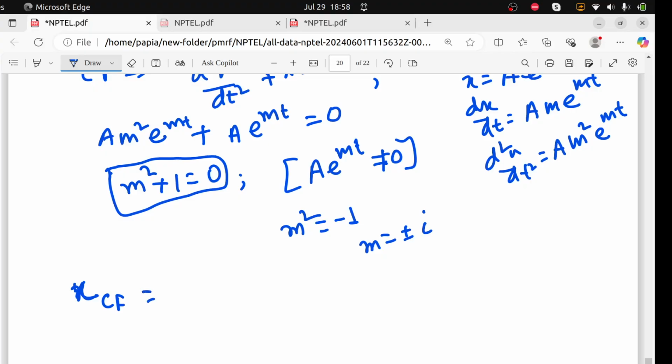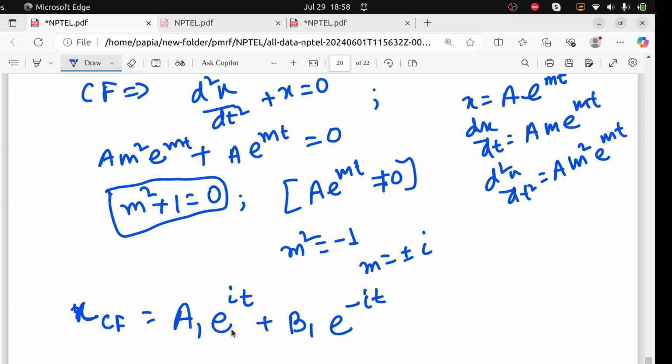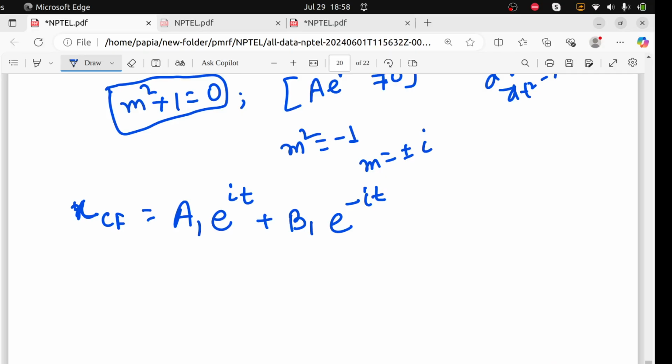As I told you, the CF means the right hand side is 0. So for this case, I can write here, let's say, a1 e^(it) plus b1 e^(-it). Why t? Because the variable was t. We took the solution as a e^(mt) and m is coming as plus minus i. So a1 e^(it) plus b1 e^(-it). I can write it in that sense as well, as a1 prime cos t plus b1 prime sin t.